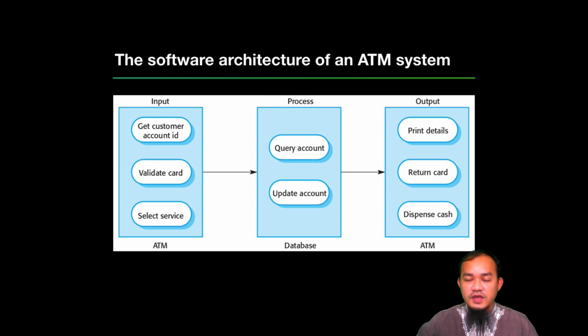You can represent the architecture like this. We have input, processing, and output. For each input, there is what we call a component that represents it inside. We have customer ID, wallet card, select service, and so on.